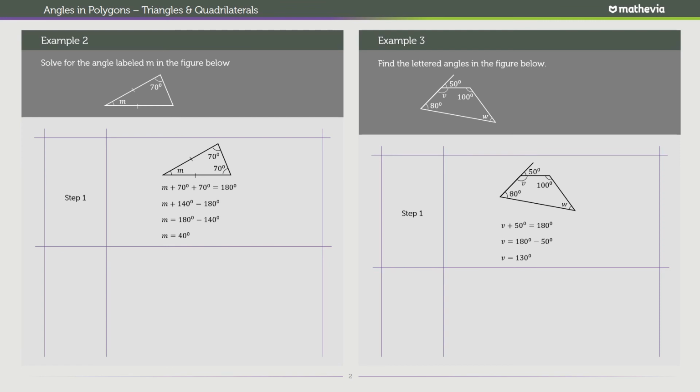At this point, for the quadrilateral, we have three angles and we're looking to find the final one. All we need to do is recall that when you add all of the angles in the quadrilateral together, you end up with 360 degrees. So W plus 100 plus 80 plus V, which is 130 degrees, equals 360. When you add all of that up, W plus 310 gives you 360. Then W equals 360 minus 310, so W is 50 degrees.